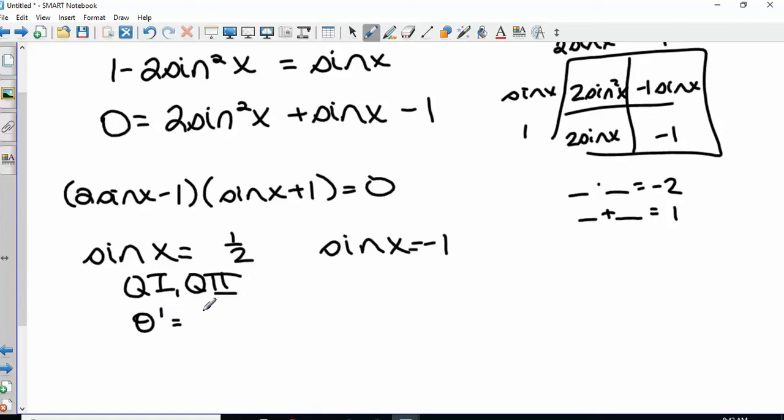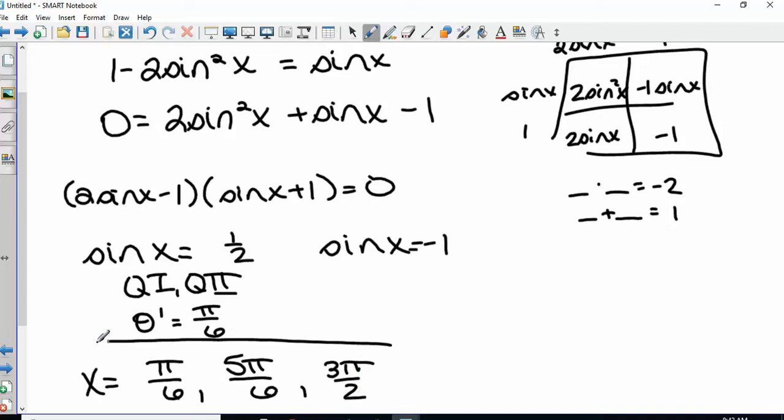When is sine positive? 1 or 2. Reference angle. When is sine 1/2? 5 or 6 at 30 degrees. So my angle x could equal, in quadrant 1, pi over 6. In quadrant 2, it's 1 less, so 5 pi over 6. Sine x equals -1. So that's like on your unit circle asking when y is -1, which is where? 3 pi over 2.